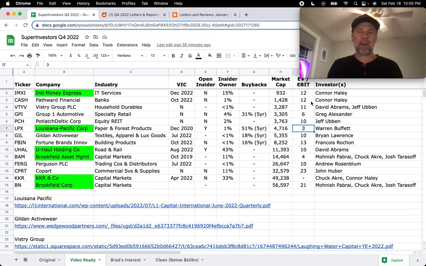on an EV to EBIT basis, 3 is very low. Paper and forest products, I believe they manufacture and sell paper. You can see the last VIC write-up is a bit old. What is that? Two years and a quarter ago, something like that. There has been recent insider buying for Louisiana Pacific. I think the CEO and the CFO have been buying. So that's interesting. Buybacks, 51% of outstanding shares have been retired over the last 5 years.